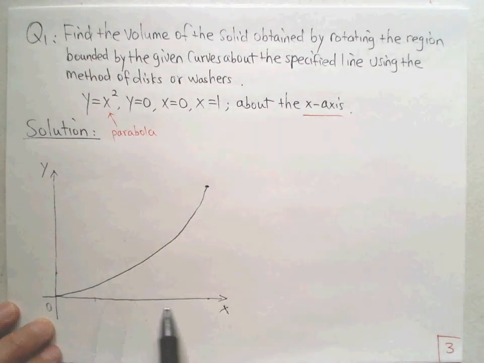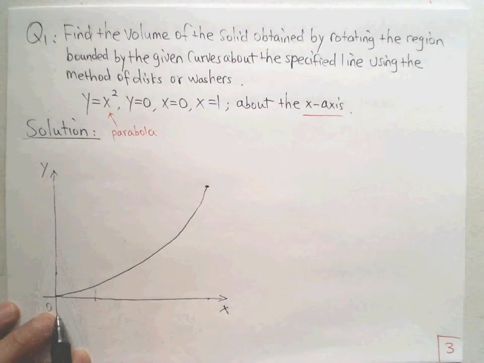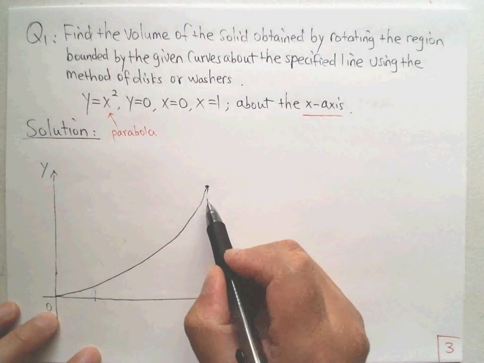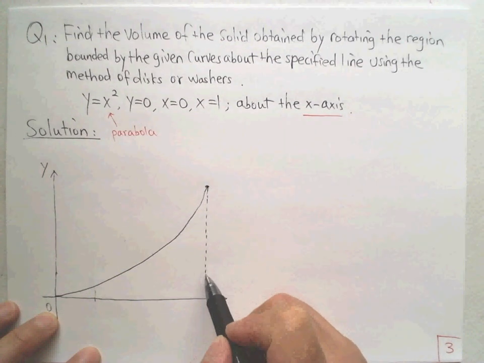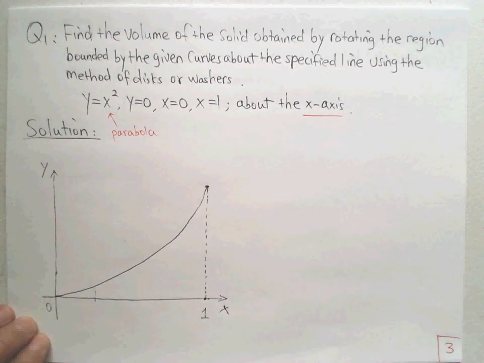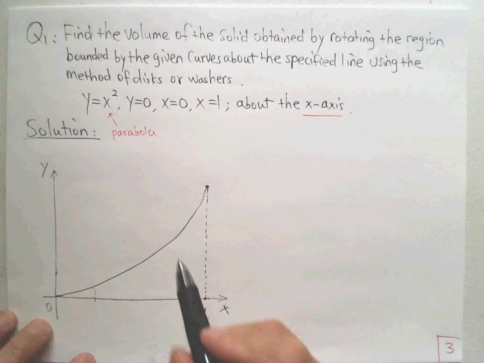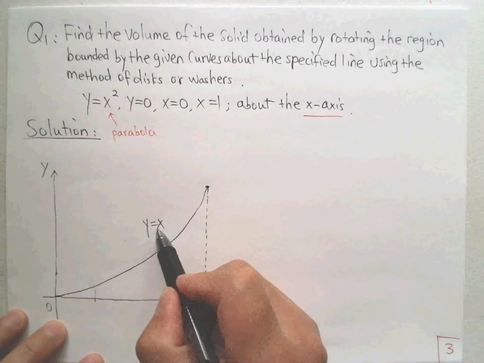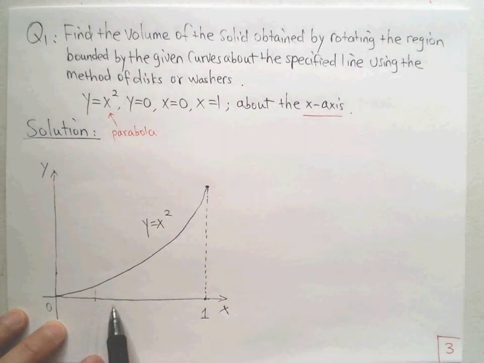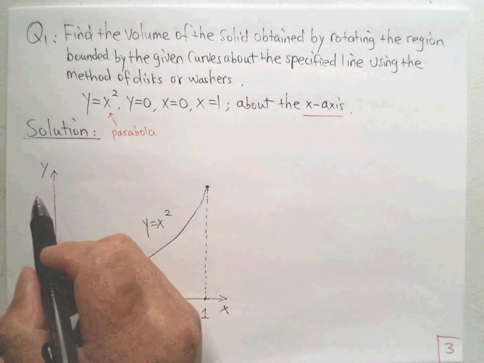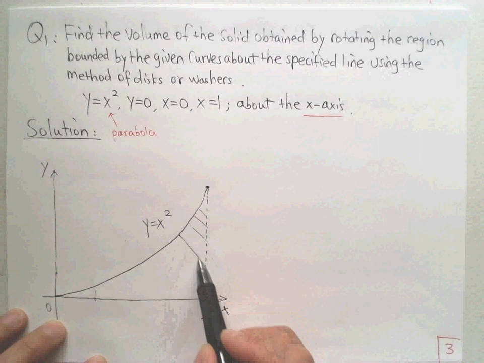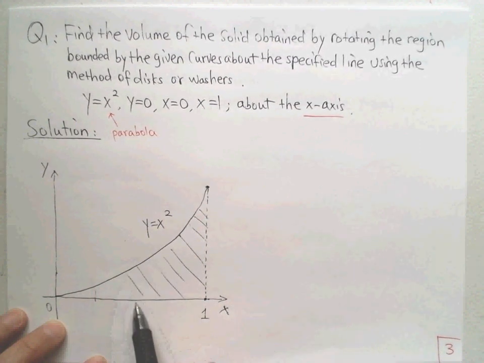And then what are the other sides? y equals 0 is the x-axis. x equals 0 is the y-axis. x equals 1, I have to draw like this. If I say this is 1, now I think you can find the region, right? This is the function y equals x squared. This side is x equals 1. This is y equals 0. We have x equals 0 there, but we don't need it. Now we can find the region is like this. This is the region formed.